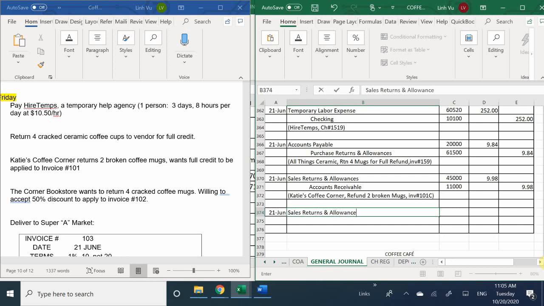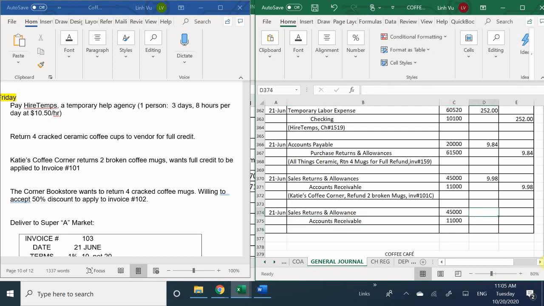And because he said he wants it to be applied on his invoice, what does that mean? What are we reducing? The amount he will owe. Which is what account? Accounts receivable. Accounts receivable, correct. And that is for 11,000.